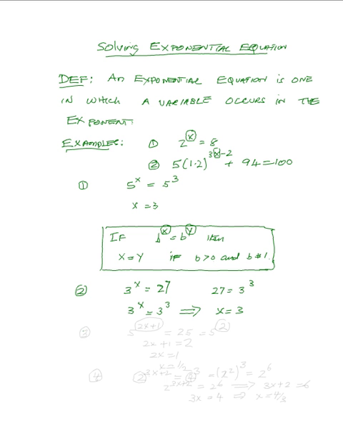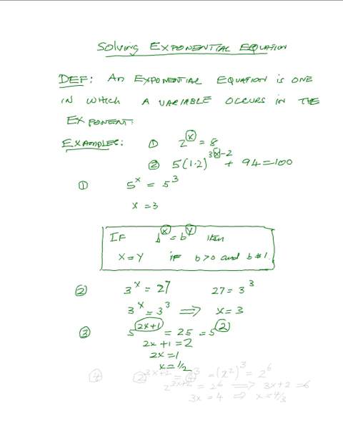Now let's introduce another example with the exponent being an expression. Let's say we have 5 to the power 2x plus 1 equals 25, which can be written as 5 to the second power. If you make those two exponents equal to each other, we have 2x plus 1 equals 2. Therefore 2x equals 1, so x becomes 1/2.